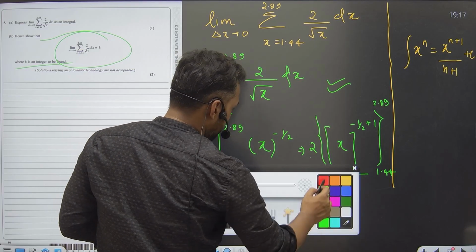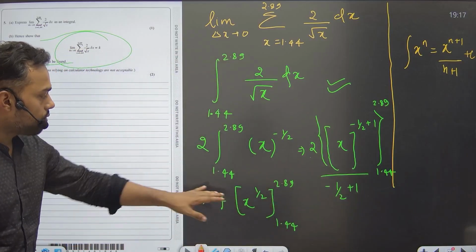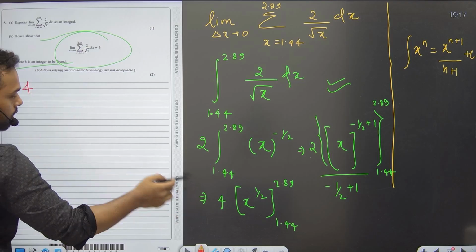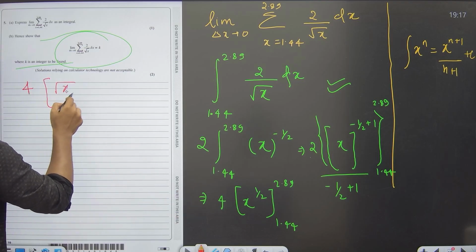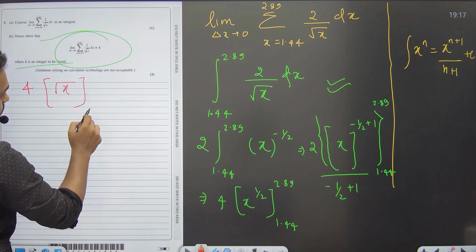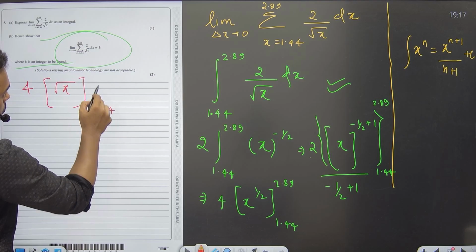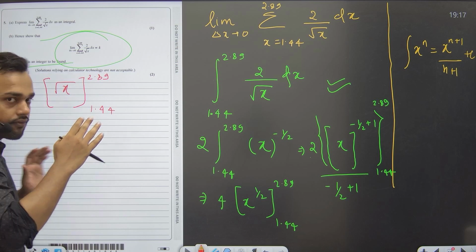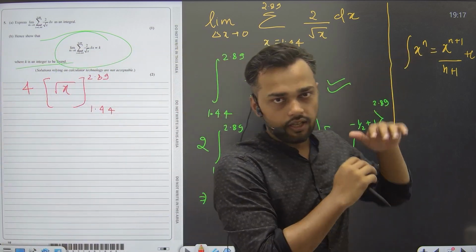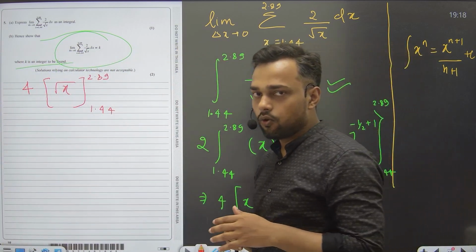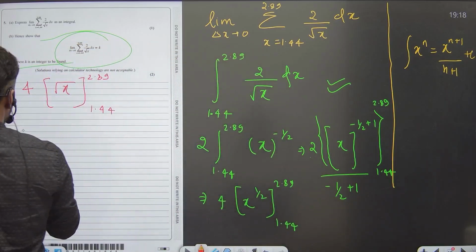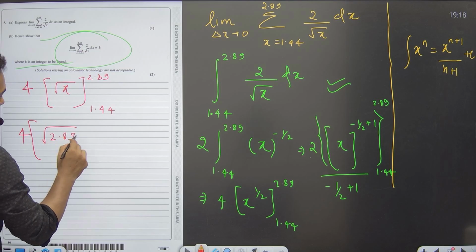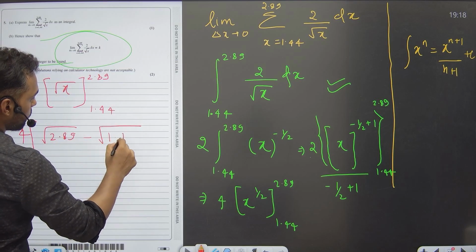Now I will do it here. So we just need to plug in the values. What we have got is 4 root of x, from 1.44 to 2.89. Now if we plug in the values, we know that after integration it is F(b) minus F(a), where b is the upper limit and a is the lower limit, this we are applying here. So you will get 4 root of 2.89 minus root of 1.44.